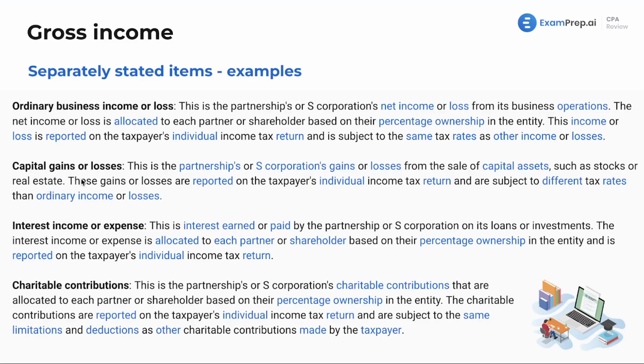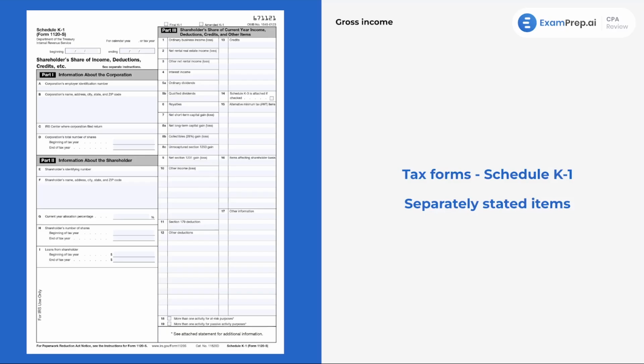We've got capital gains and losses. If the S corp has any capital gains and losses, those flow through to the individuals. Same with interest income, expense, and then charitable contributions. These are just some examples, some of the more common examples. And then where do we see those? We see our ordinary business income or loss up here.